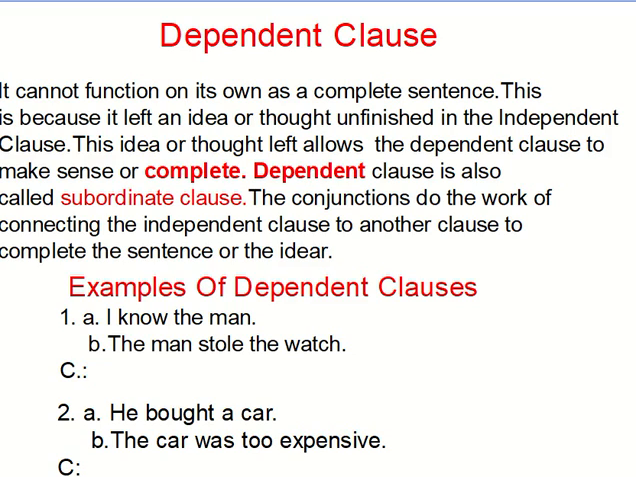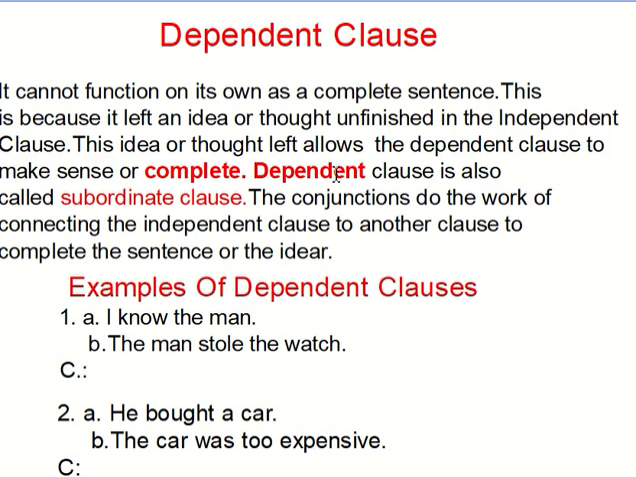Now let's see this one. It is so because it is left an idea or thought unfinished in the independent clause. This idea or thought left allows the independent clause to make sense or complete. Dependent clause is also called subordinate clause. The conjunctions do the work of connecting the independent clause to another clause to complete the sentence or the idea.